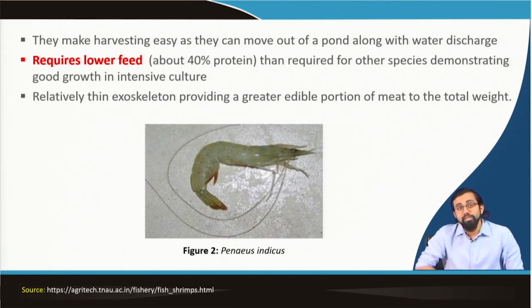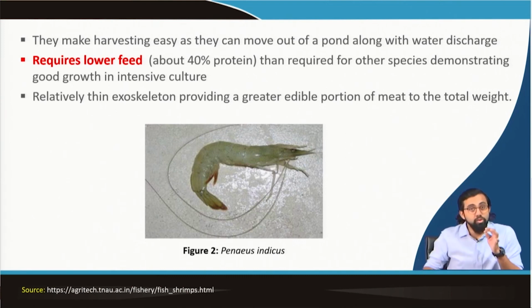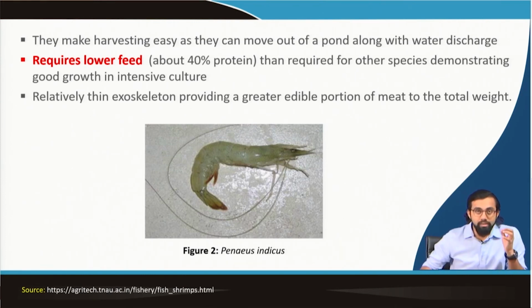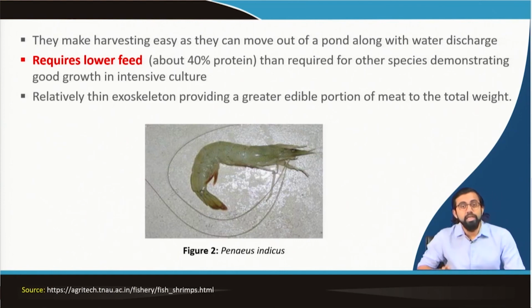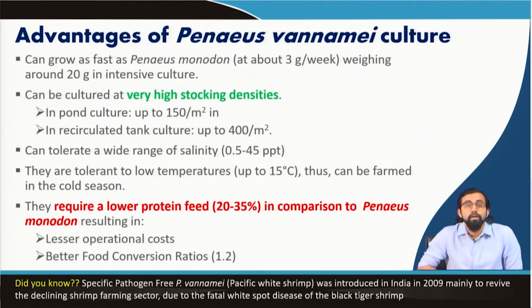Because of that, they make the harvesting easy, as they can move out of a pond along with the water discharge. It requires a very low amount of food, surprisingly, and only around 40% of the protein that the other species require, demonstrating much better growth in intensive culture. However, they have a very thin exoskeleton, providing a greater edible portion of meat to the total weight than any other kind of shrimp species.